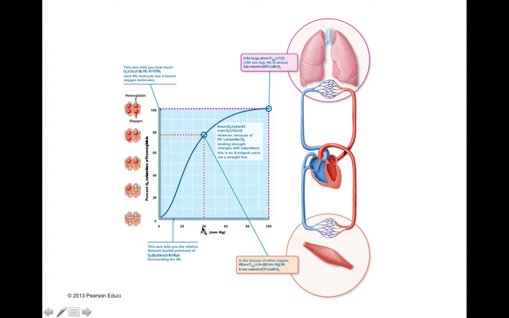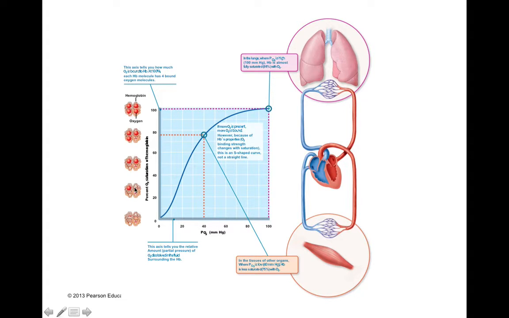So where was deoxygenated blood? What was its partial pressure? Yeah, about 40. And you can see here that has the steepest curve. It makes sense. It has the steepest slope, which means that with minor changes in partial pressure of oxygen, you get more dramatic changes in the saturation of hemoglobin.